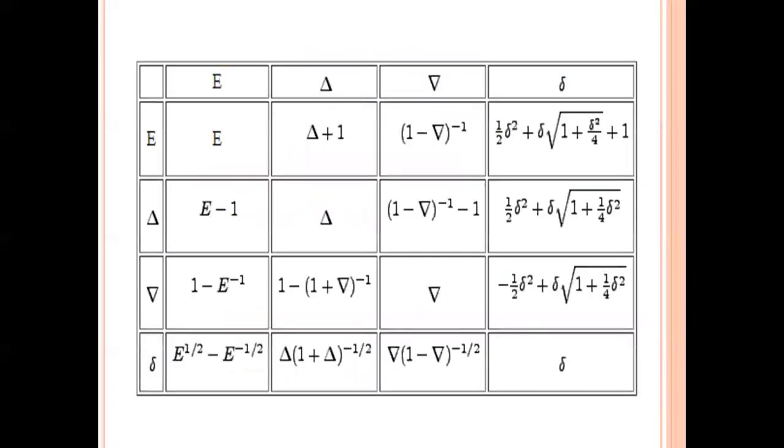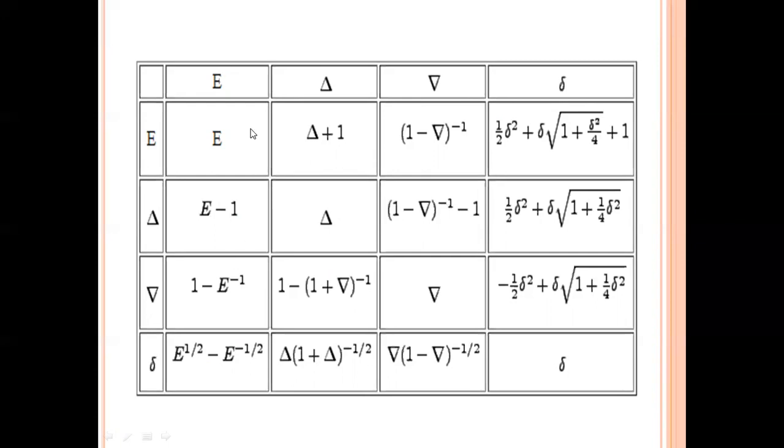So this is the relation between these four operators. We can relate E and delta: E is equal to delta plus 1. E and del: E is equal to 1 minus del whole power minus 1. And we can relate delta and E: delta is equal to E minus 1.